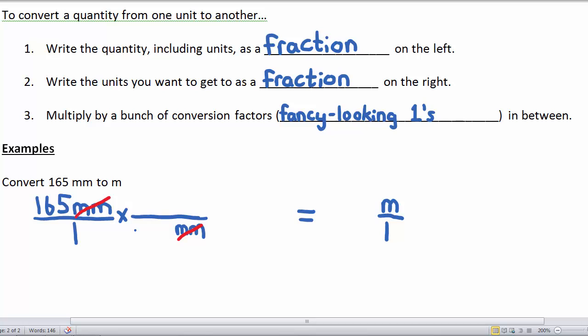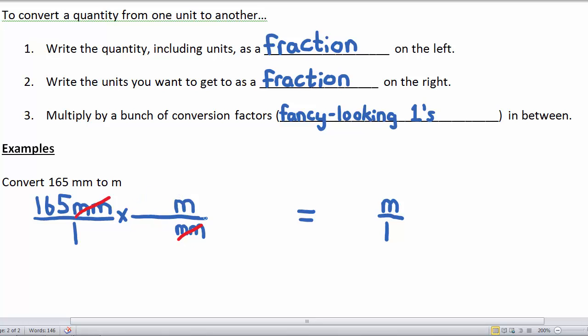So I'm slowly getting to where I want to be. I've got rid of my millimeters. I've got a 1 on the bottom. That's good, I want that. But I still want meters on the top. So let's try putting that in here. I've got meters on the top, a 1 on the bottom, and that's what I want. But I can't just multiply something by meters divided by millimeters. That makes no sense. This conversion factor has to be a fancy looking 1.